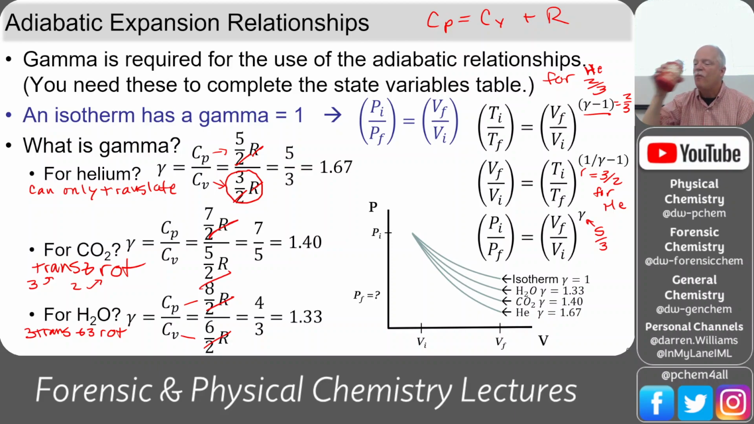So gamma is always 1. I would say gamma's never 1. Yeah. Well, the isotherm is a special case, but I was just showing you why the isotherm has the most gradual slope. So it's not really an adiabat. So the adiabats, these bottom 3 are adiabatic relationships.